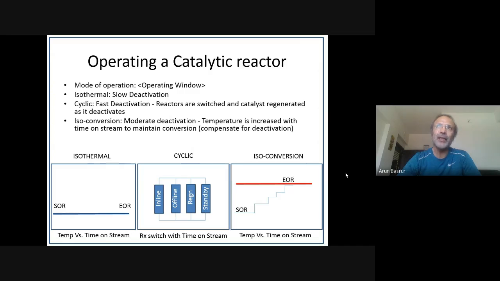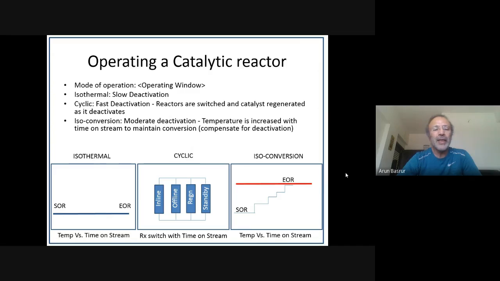It is developed and given by the process licensor who licenses the catalytic process. When it comes to the mode of operation, the decision on whether it is isothermal, cyclic, or isoconversional depends on the rate of deactivation. If the deactivation is slow, then one goes for an isothermal mode of operation, where the temperature as a function of time on stream remains practically unchanged over the entire cycle length.